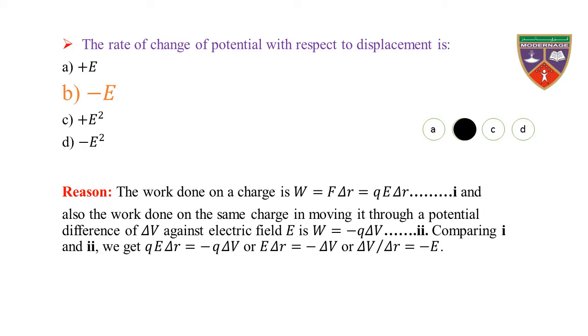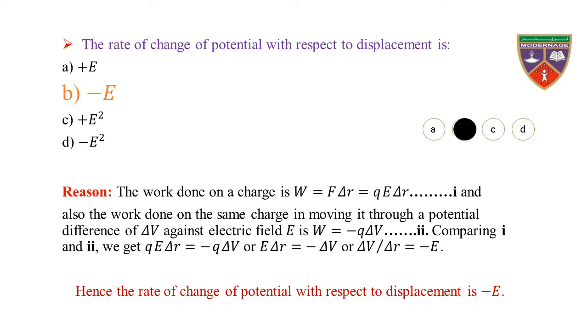Now comparing the two equations, we get Q E delta R is equal to minus Q delta V, or E into delta R is equal to minus delta V because Q is cancelled with Q on both sides. Or delta V over delta R is equal to minus E. Hence, the rate of change of potential with respect to displacement is minus E.